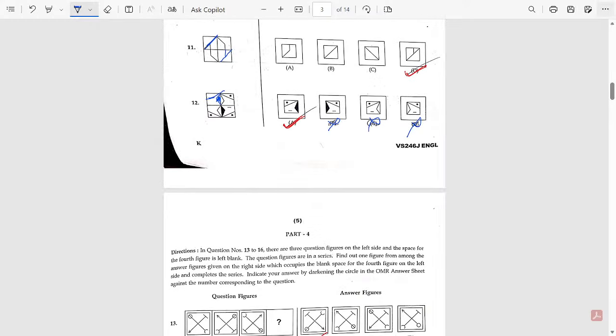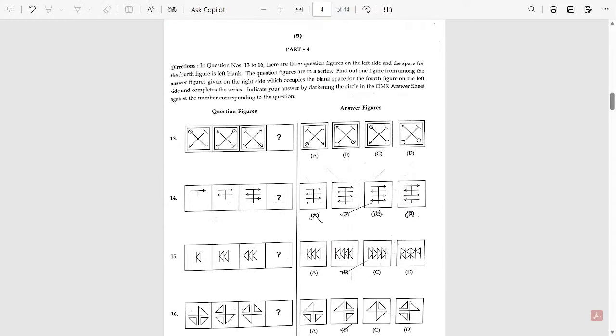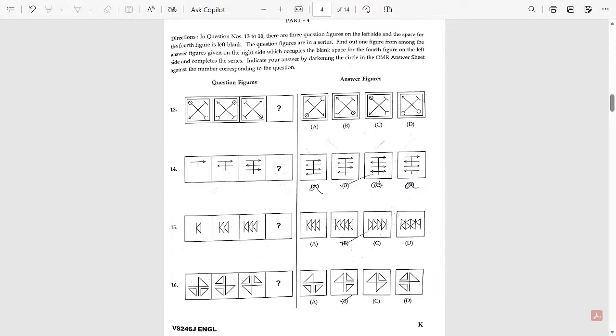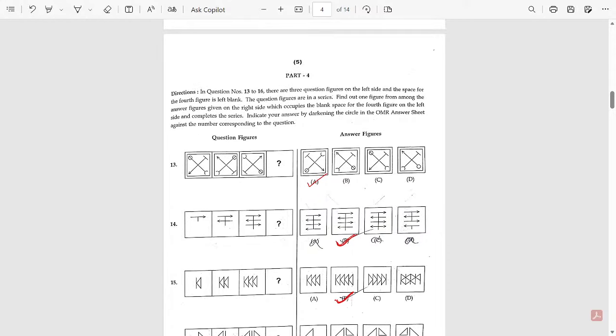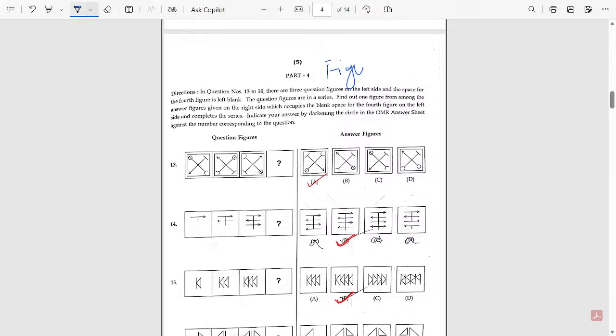So what will be the part 4 here? Part 4 will be figure series. In this figure series, we have to find out what answer will come next.